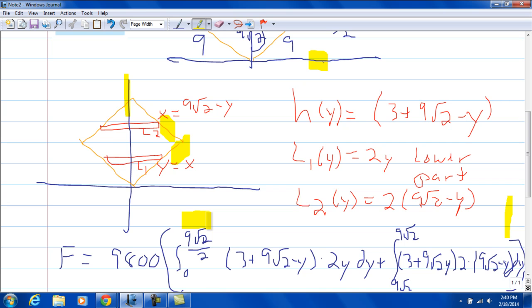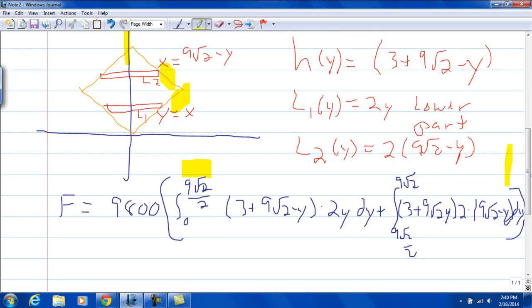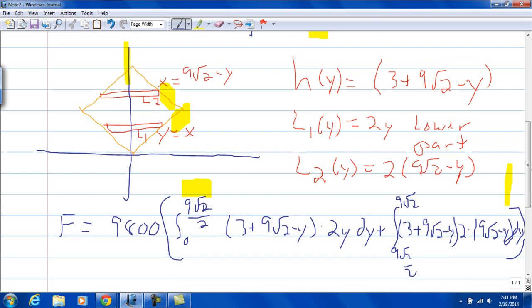dy. Next, plus the integral from 9 root 2 over 2 to 9 root 2, the midpoint to the top of the shape. The depth is 3 plus 9 root 2 minus y, times 2 times 9 root 2 minus y, going from 9 root 2 minus y to 0, and then we double it. And there's our basic integral setup.